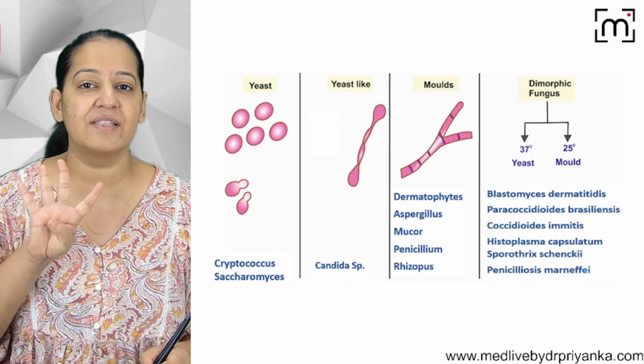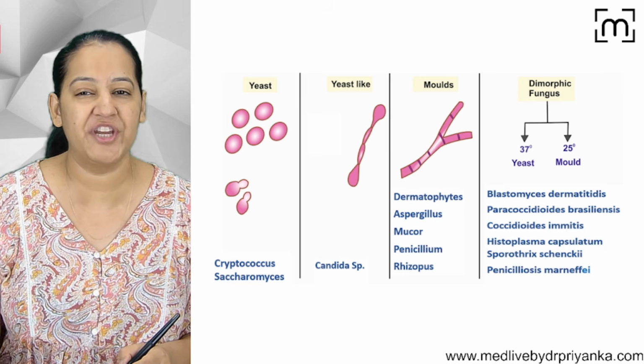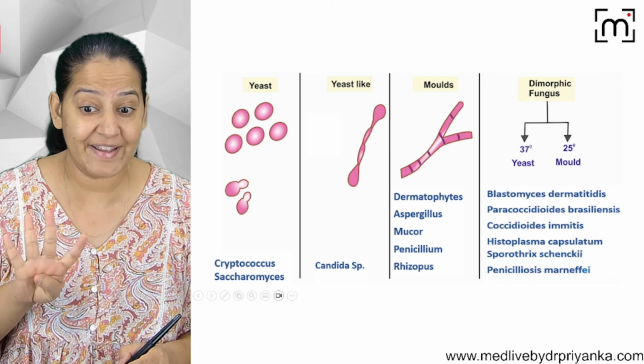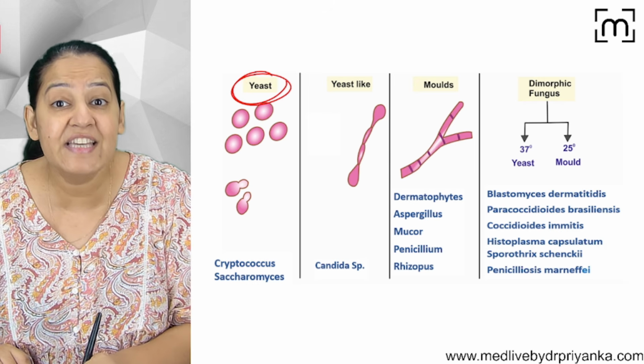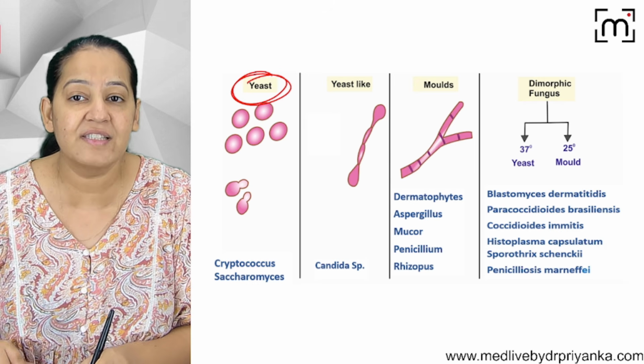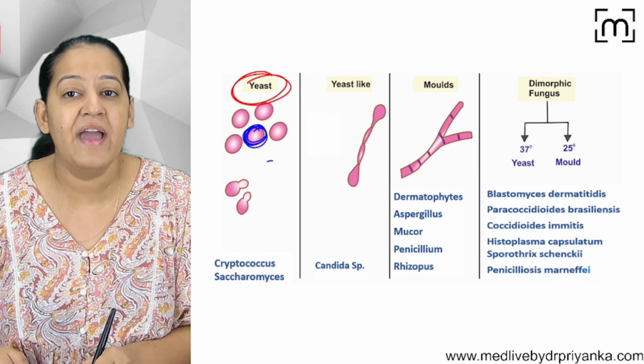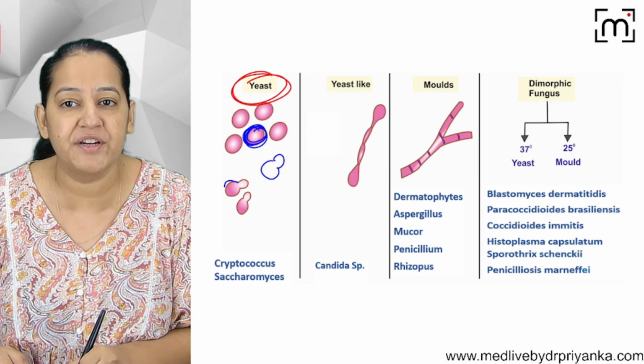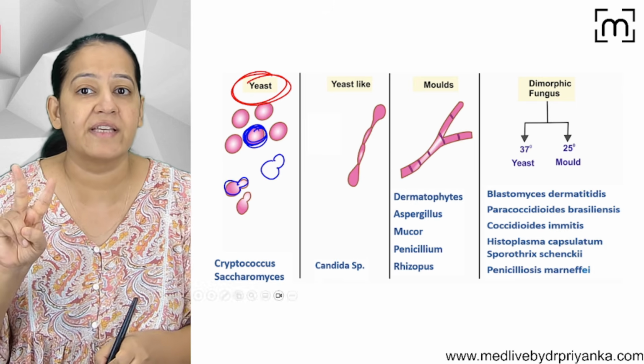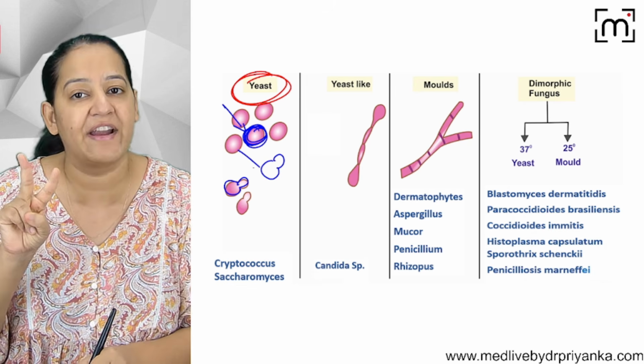We are dividing fungus into 4 categories. Here you can appreciate the 4 categories. What are the 4 categories? The first category is yeast, in which the fungus is spherical in shape and it divides by budding. Appreciate, it is dividing by budding. Learn 2 things: it is spherical in shape and it is dividing by budding.